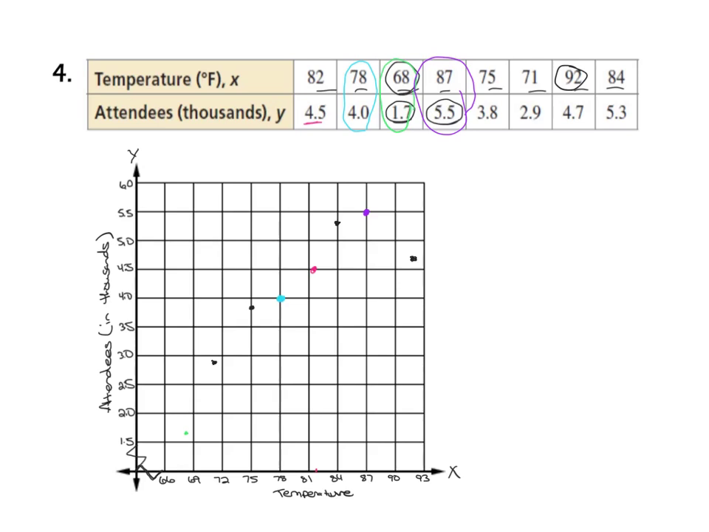Now as I look at my data, it looks like as my temperature is increasing, my attendees is also increasing. Or if I tried to draw a line through my data, it would have this kind of uphill slope. You do not have to draw a line through it, just like to see the trend. So this is a positive correlation.